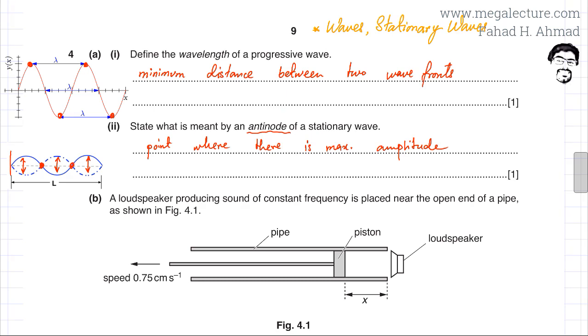The next part of the question reads that a loudspeaker producing sound of constant frequency is placed near the open end of a pipe as shown in figure 4.1. So this is your loudspeaker over here. There's a movable piston, and I think the piston is moving at a speed of 0.75 centimeters per second in this direction. The distance between the loudspeaker and the piston is x.